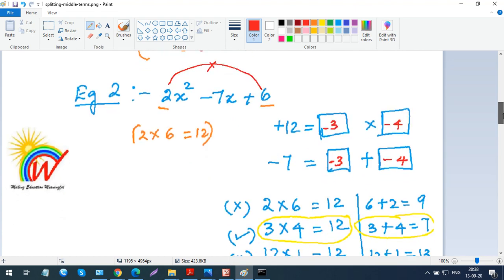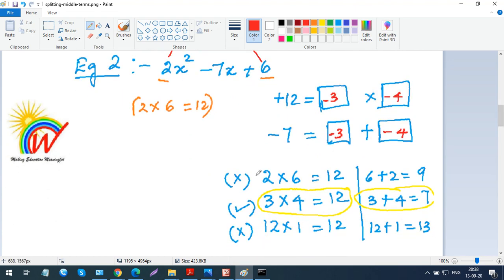Now let us see. We are getting three conditions. 2 sixes are 12 is one thing, 3 fours are also 12, and 12 into 1 is also 12. So there are three ways you can write 12, but you should see which of them satisfies the 7 also, right? If you take 2 and 6, 6 plus 2 gives 8, and if I do 6 minus 2, I get 4. So I can either add or subtract, but neither is giving me 7 at all. So I will cross this out.